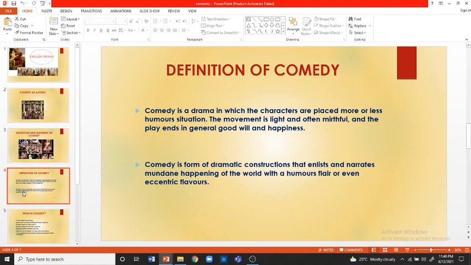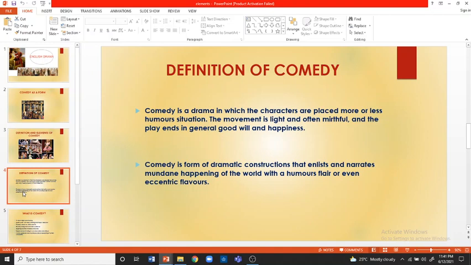Then the next definition is: comedy is a form of dramatic construction that enlists and narrates mundane happenings of the world with a humorous flavor or even an eccentric flavor. Here also, comedy is a form of dramatic construction, a type of drama that enlists and narrates the mundane happenings of the world. Mundane means worldly, whatever we call it in this world. Yes, what is happening on this earth.